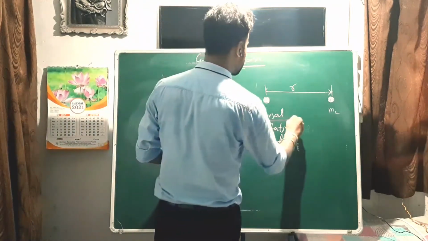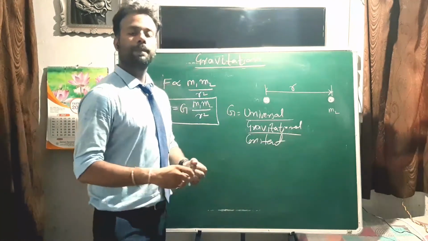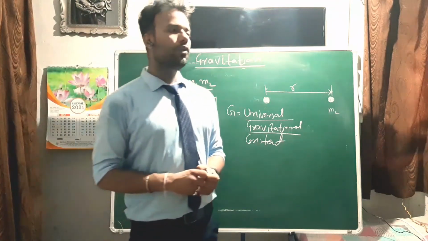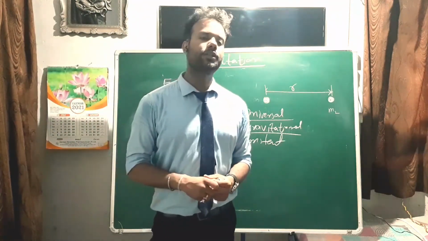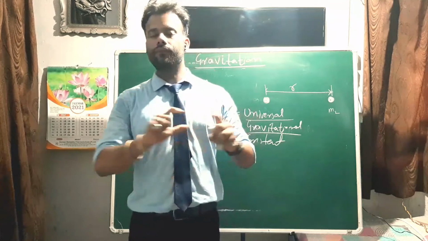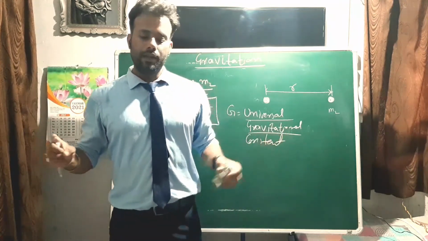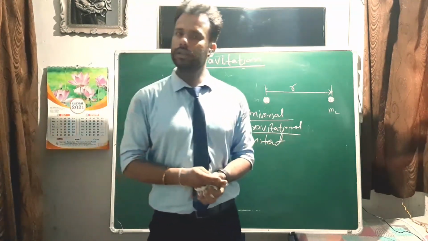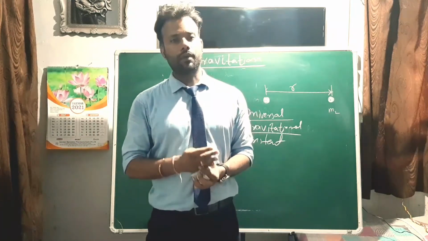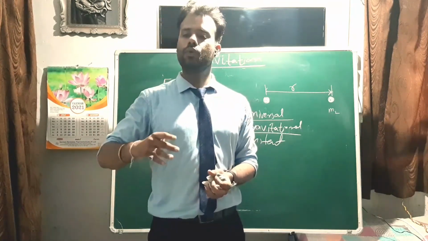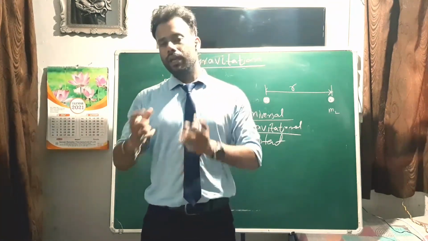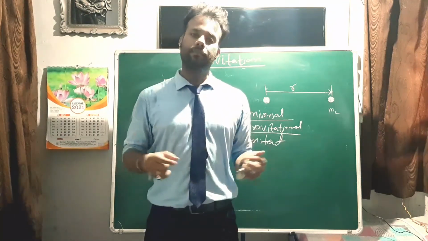Please refer to this line, universal. It means the value of G, the capital G, is same everywhere. It is same for Earth, for Moon, for Mars, for Saturn. Even if you go outside the solar system, the value of G will remain same.